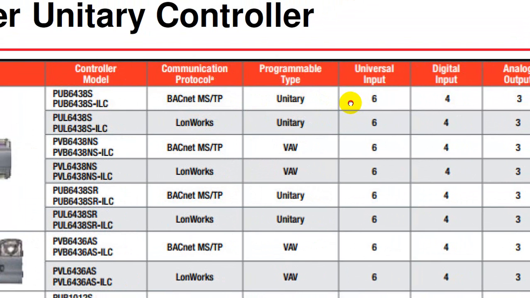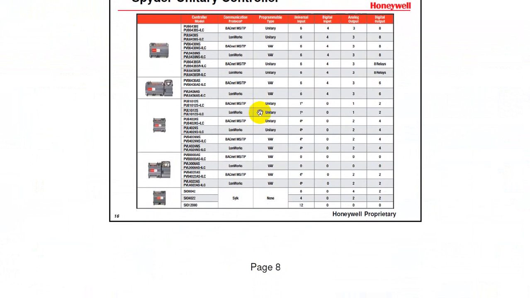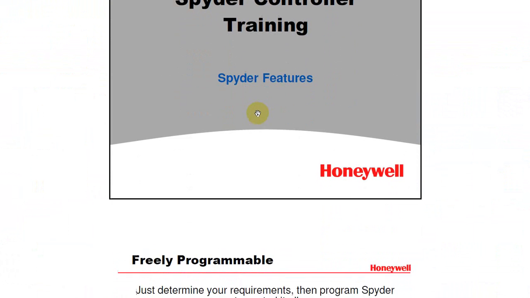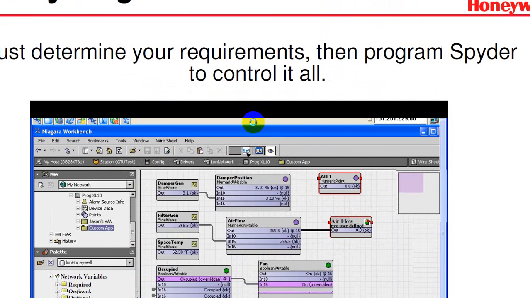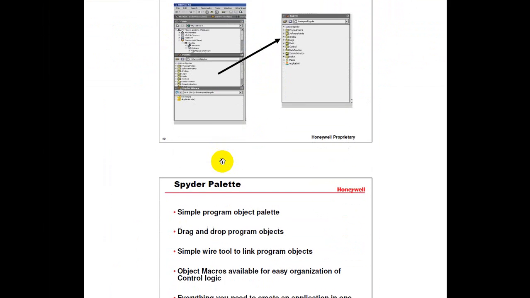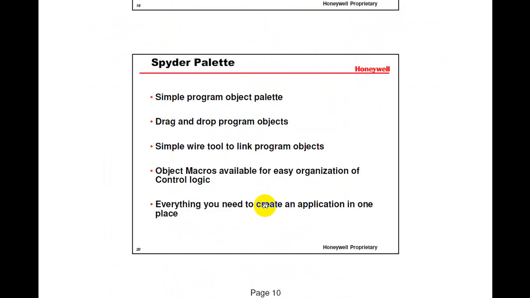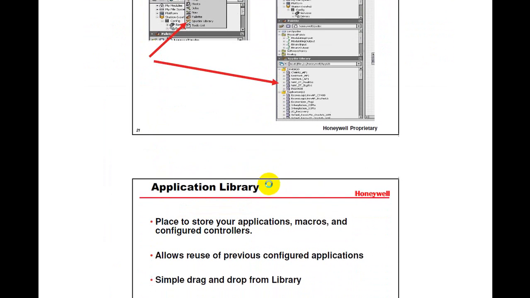So these are some of the features of your Spider. First, it is freely programmable. You can program it as per the requirement. And then, we have already seen we have used the kit control palette to create the logic in JS. Similarly, for Spider we have another type of palette, Honeywell Spider. We will be using it in our next labs.